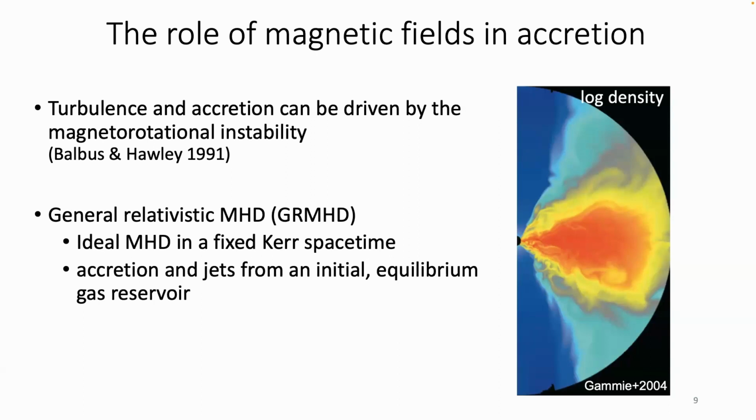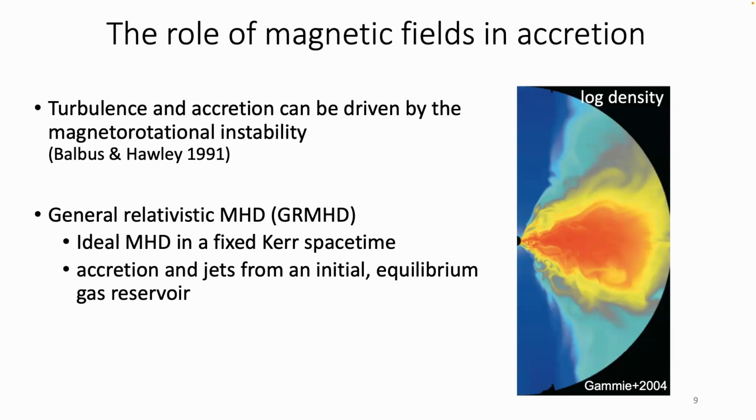And the remarkable early result of this theory was showing that starting from an equilibrium configuration, some mass reservoir that you just distribute around the black hole, which would otherwise not accrete, if you put in a weak magnetic field, this instability will kick in and drive stresses and cause the gas to fall onto the black hole. Okay, and the other thing that it does is it tends to shoot jets out the spin axis of the black hole, meaning lots of strongly magnetized Poynting flux comes out along the black hole spin axis.